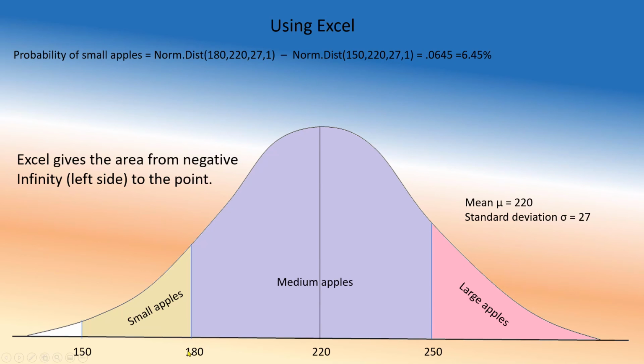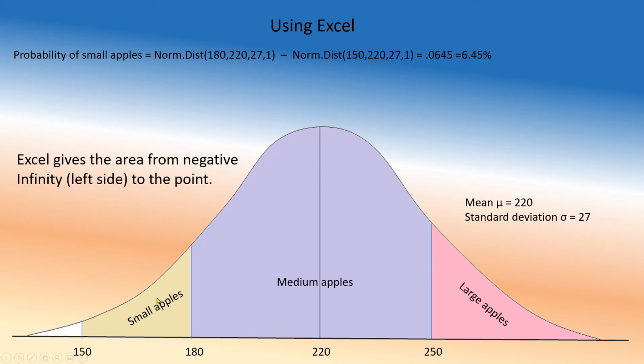How does this work? Well, 180 is the point of interest we have here. 220 is our mean. 27 is standard deviation. And 1 is always there. The 1 means cumulative. That means you're going to find the area from there to that side here. If you put a 0 there, 0 means you're going to find the height of the function, which is kind of meaningless for us. So here we find the area from 180 all the way to negative infinity. Then we find the area from 150 all the way to negative infinity. So 150, 220, 27, 1. Take the difference of these two, you get 0.0645, 6.45%, which is this one here.